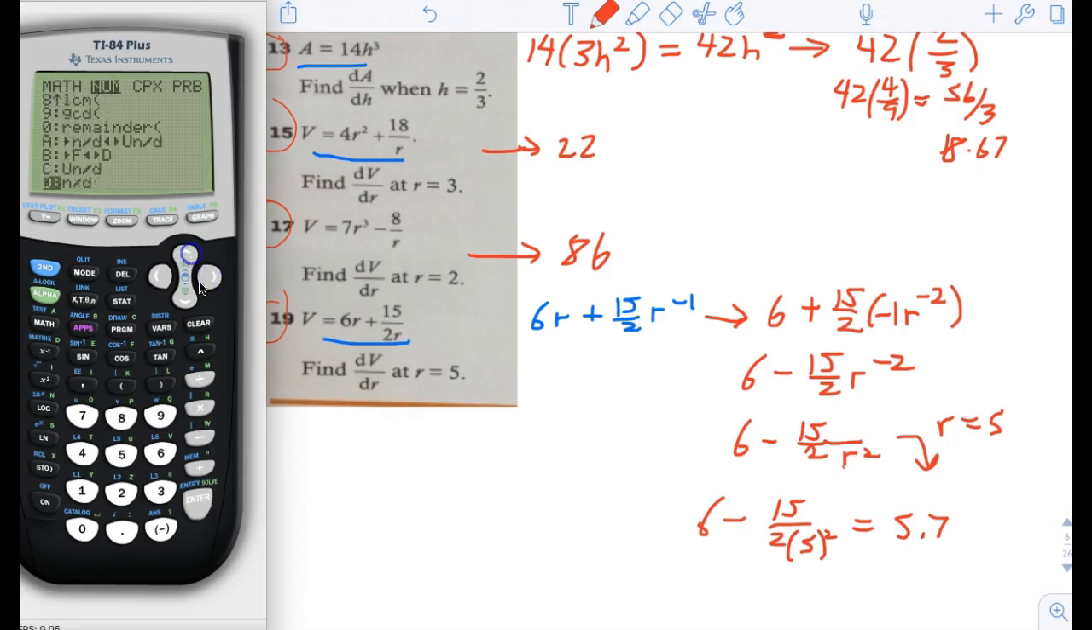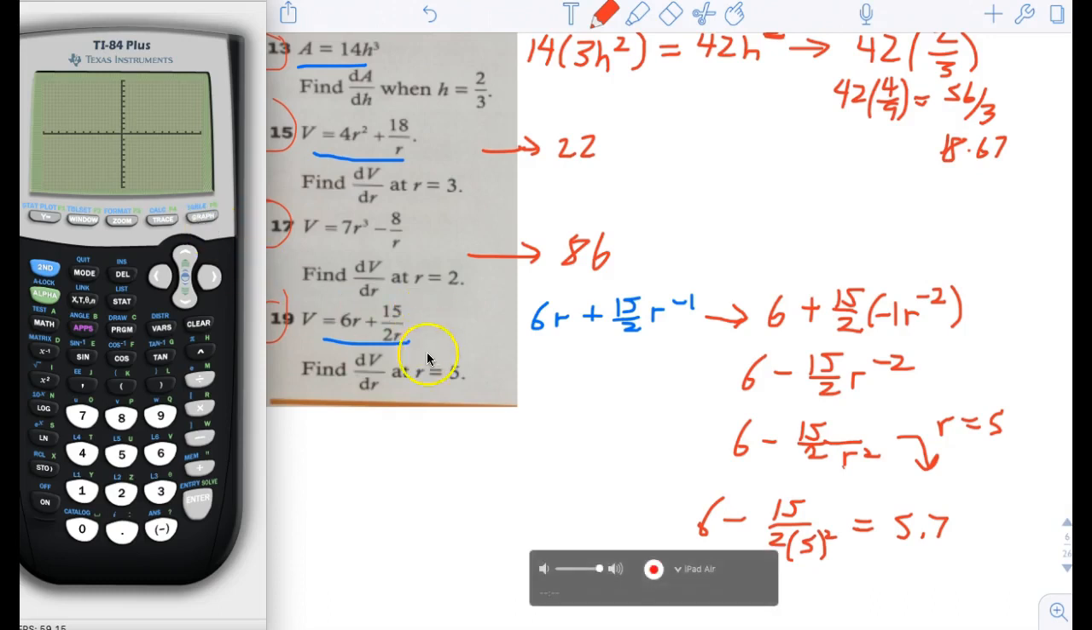I'm going to put in the fraction thing. So I'm going to put 15 on top and 2r on the bottom, or 2x on the bottom. I'm going to graph it. I think it's graphing. And as soon as it graphs, I'm just going to do a second calc dy dx. So second calc dy dx is number 6, right? I can't even see it on the screen, but it doesn't matter. And then I'm going to put the r value of 5. And it tells me the answer is 5.7. Hey, what do you know? 5.7. That's what we had.